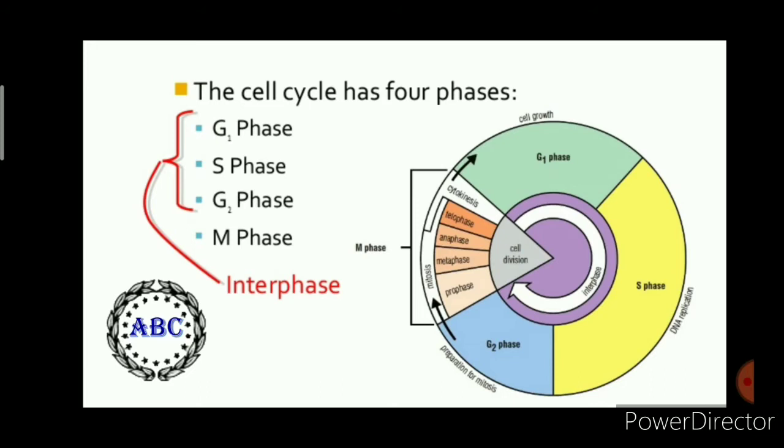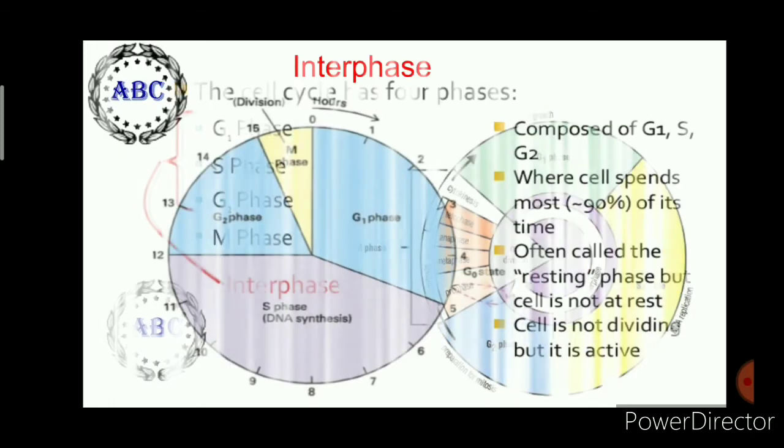G1 phase, in which the cell grows and synthesizes. In S phase, that is the synthesis phase, DNA synthesis takes place, and gap 2, that is the G2 phase, in which preparation for division takes place. These 3, G1, S and G2 phase, come under the interphase state of the nucleus, whereas after completion of interphase, the cell enters into the dividing phase, that is the M phase, which produces mitosis and cytokinesis.